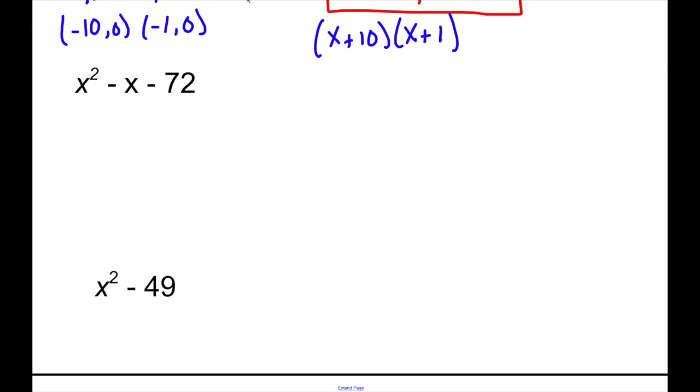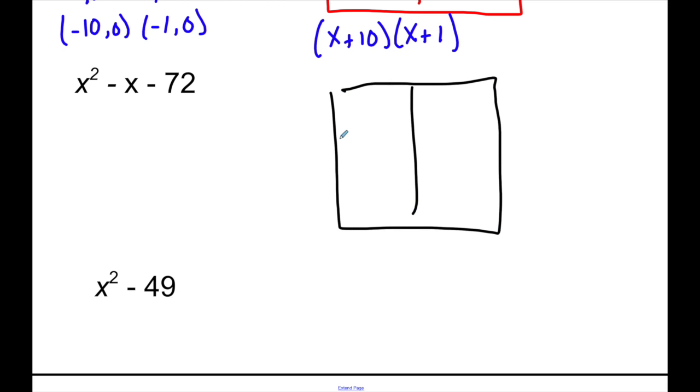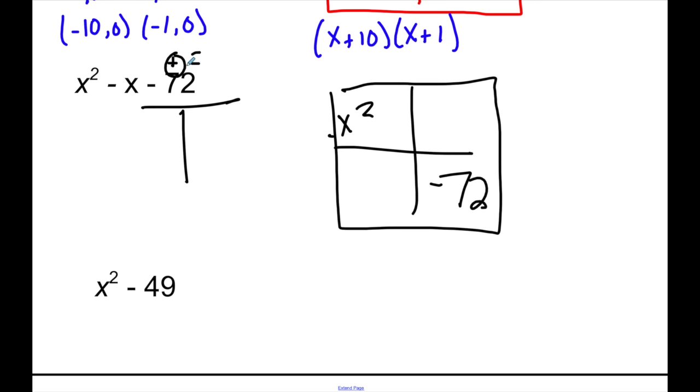All right, and the next one we're going to do a similar thing. I'm going to use a black box on this one. So I put my x squared up top and a -72 on bottom, and I notice that I have a -72 and I'm multiplying two numbers. So what my intuition needs to tell me is that one of them is a positive and one of them is a negative, because it's the only way to multiply two numbers and get a negative. It's a fact. We know that about multiplication.